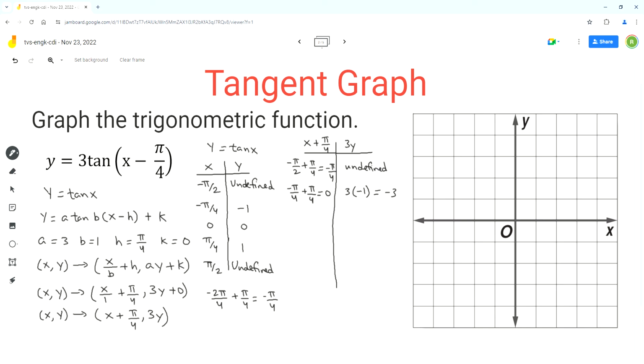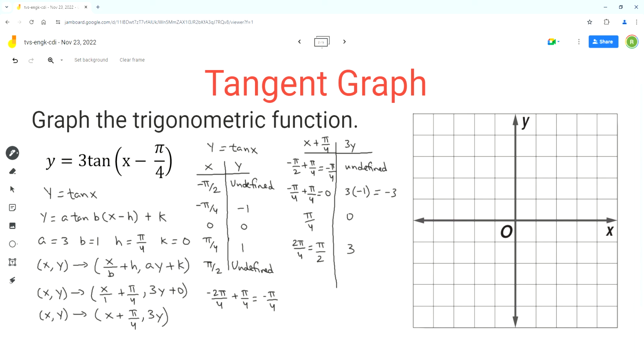Now we can use the third point from the parent function. The x value is 0. So 0 plus pi over 4 is pi over 4. The y value for the third point is 0. So 3 times 0 will be 0. Now we can use the fourth point from the parent function. x is equal to pi over 4. So we do pi over 4 plus pi over 4, which is equal to 2 pi over 4, which can be reduced to pi over 2. The y value for the fourth point is 1, and 3 times 1 is 3.